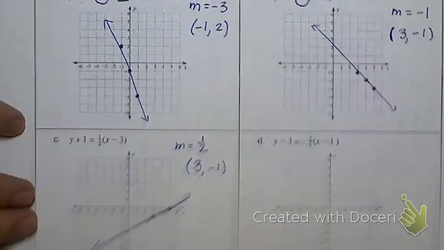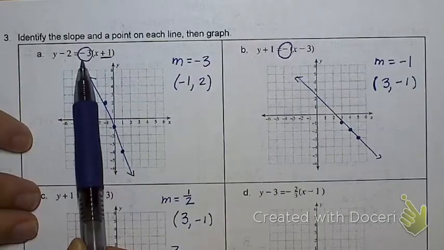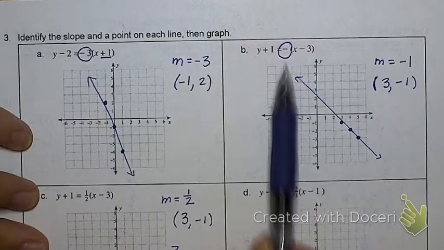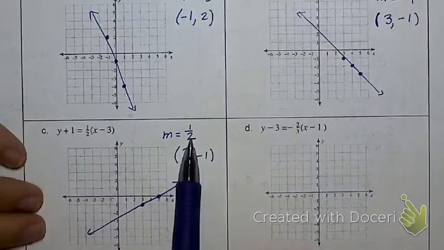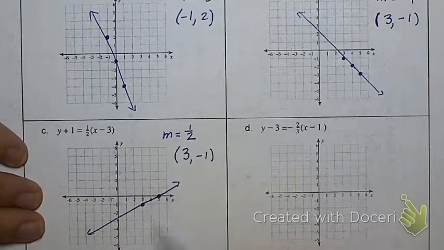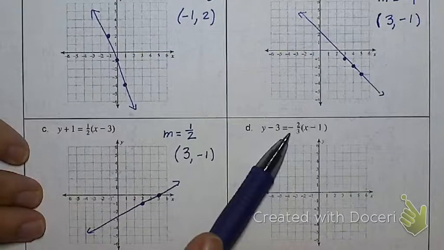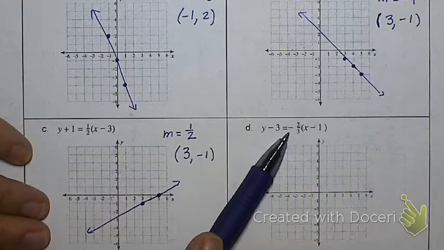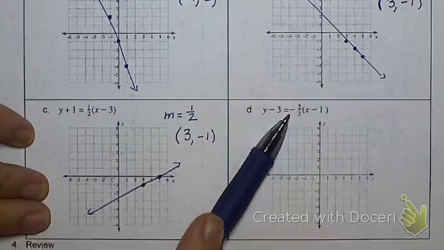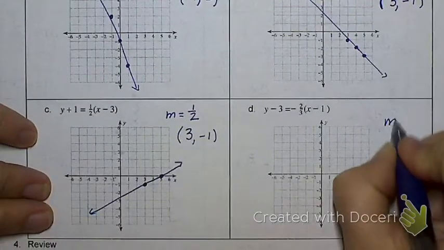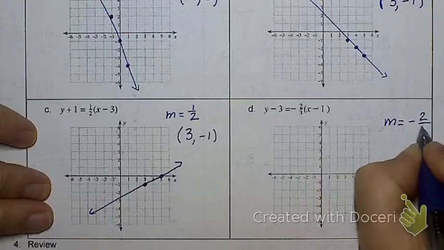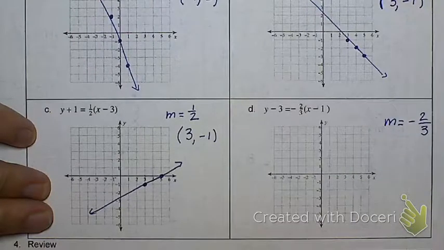Now, please remember, if your slope is negative, your line better be going down. Negative, down. Positive, up. What direction is this one going to be going? Down, because it's negative. So my slope here is -2/3. Again, just keep that negative sign with the top number.